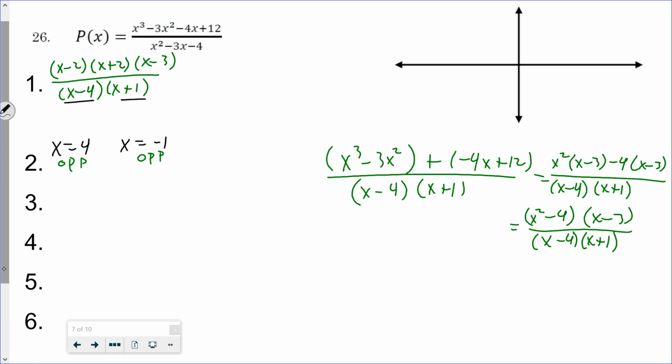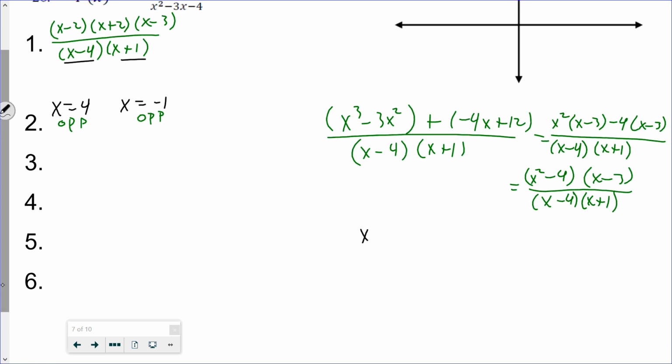So to do that, I'm going to divide the top by the bottom. I have x cubed minus 3x squared minus 4x plus 12, and we're dividing that by x squared minus 3x minus 4. This is how you figure out what your slant asymptote is going to be. Divide the top by the bottom, and whatever your quotient is, that's your slant asymptote. I don't care about the remainder, I only care about the quotient.